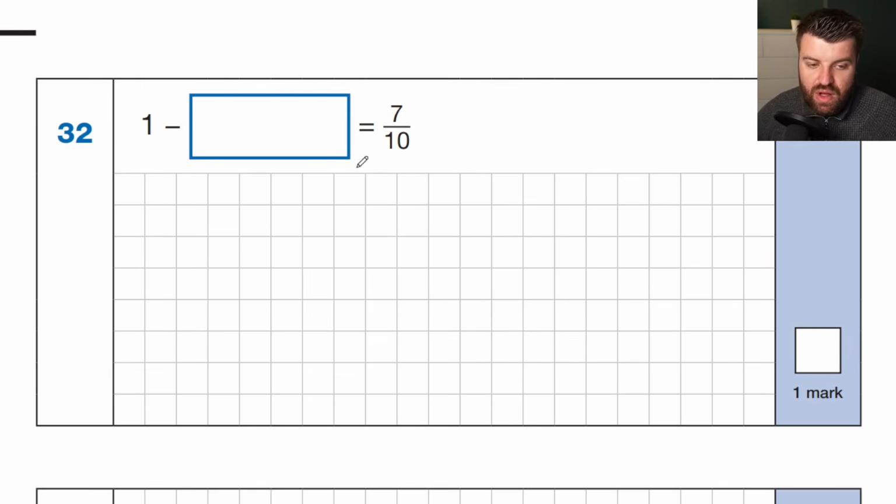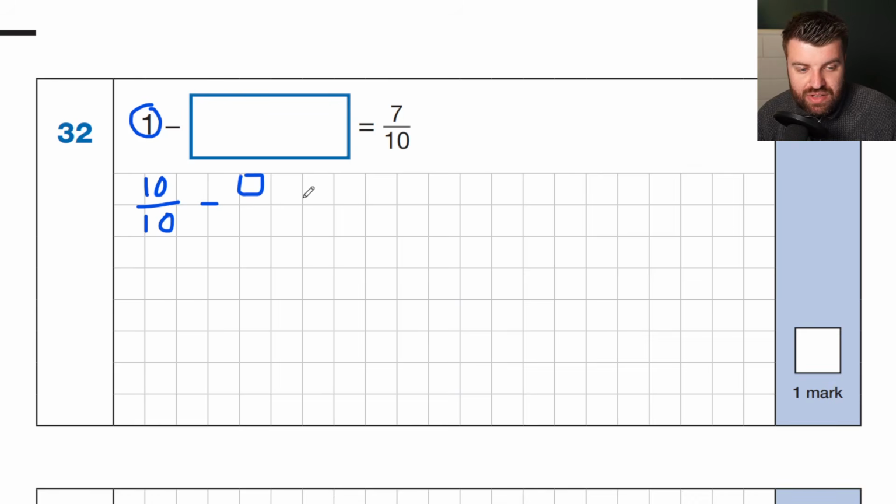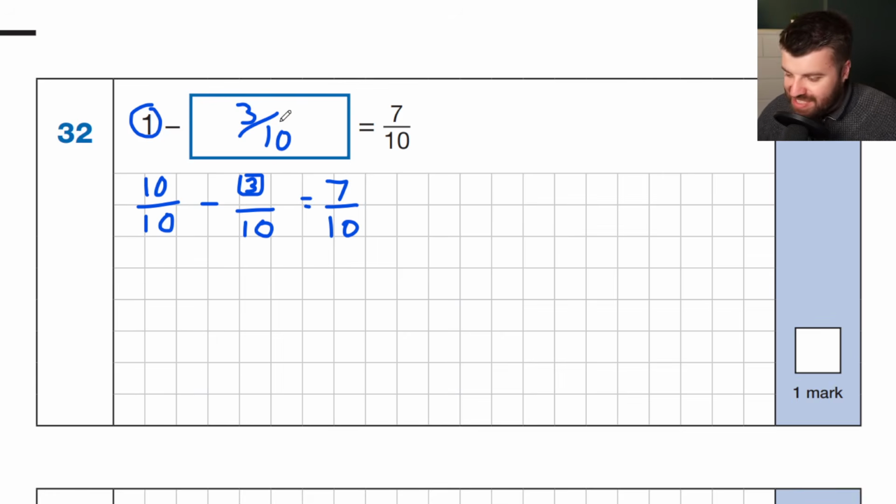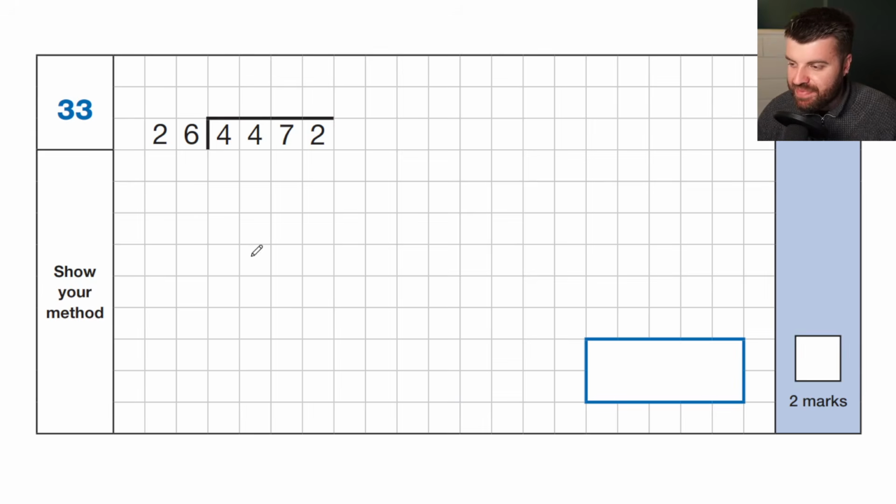Now we've got 1 whole take away something equals 7/10. Now the key here is to realize we can change 1 whole into 10/10. Remember I said earlier, if the numerator and denominator are the same, it's 1 whole. What do I take away from 10 to get to 7/10? Well, we know the denominator is going to be tenths, and we take away 3 of them. 10 take away 3 is 7. So you can put 3/10 here. Technically, if you put 0.3, that's also correct, but just stick to fractions, guys. Let's not complicate it.